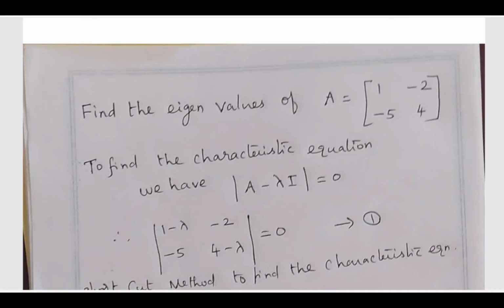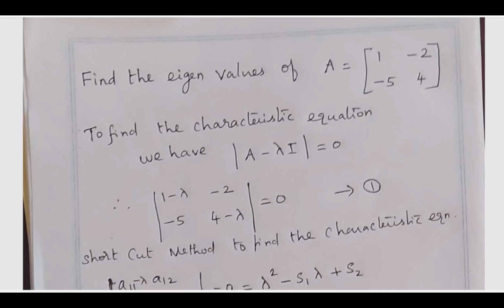My dear students, today we are going to discuss eigenvalues and eigenvectors, that is, how to find them. I'm going to start with a 2 by 2 matrix. So let me consider the matrix A equal to 1, minus 2, minus 5, 4.